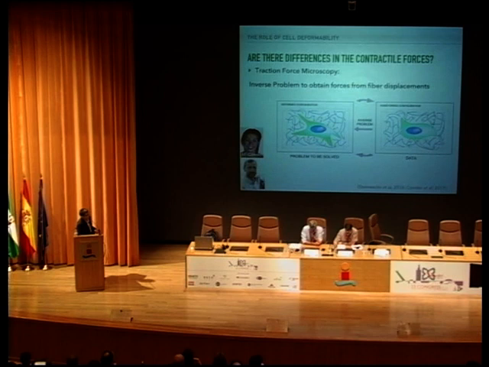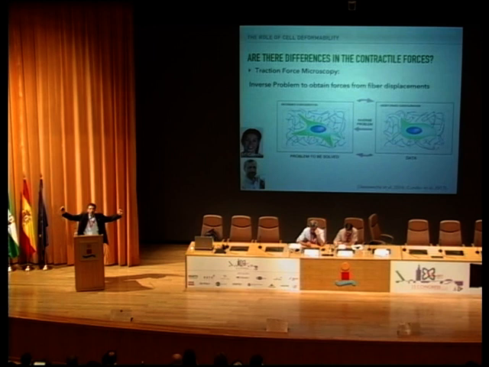Gel. Later, we incorporate a drug, so the cell is relaxed. So we can obtain the fiber displacement. When the cell is contracting, the cell is deformed. When we kill the cell in this way, the cell is relaxed, and the fiber recovers its position.